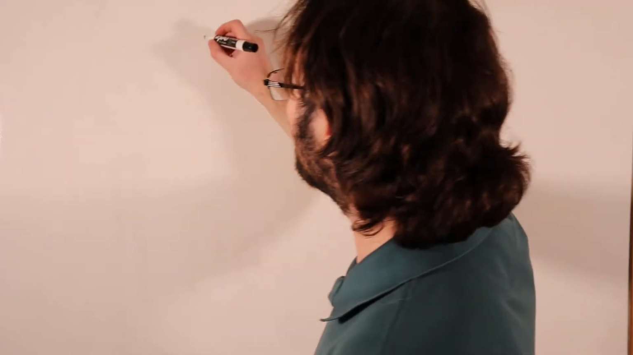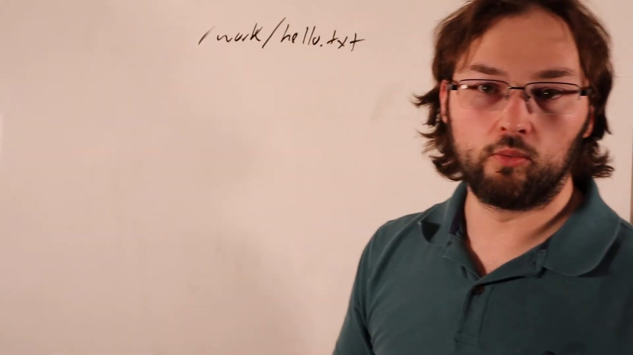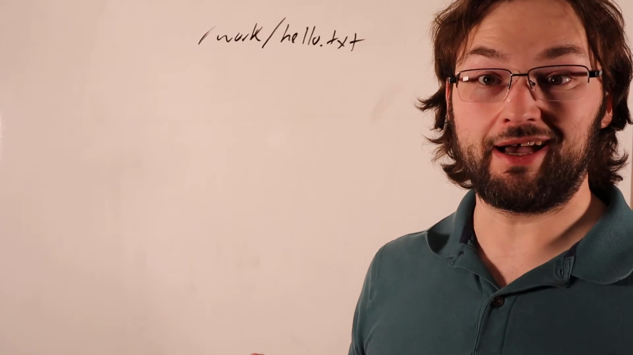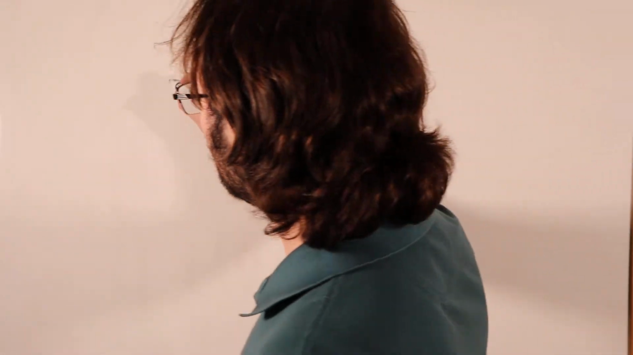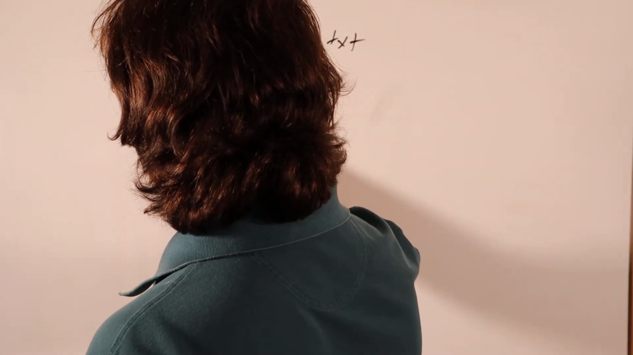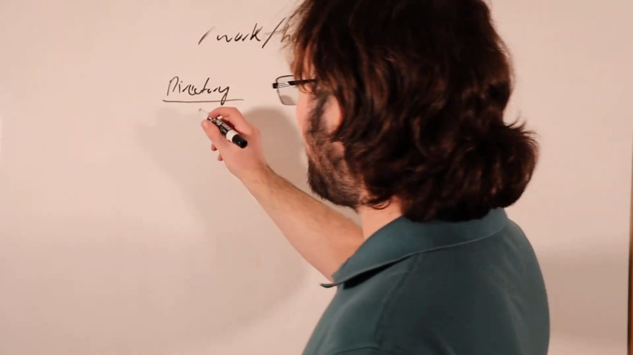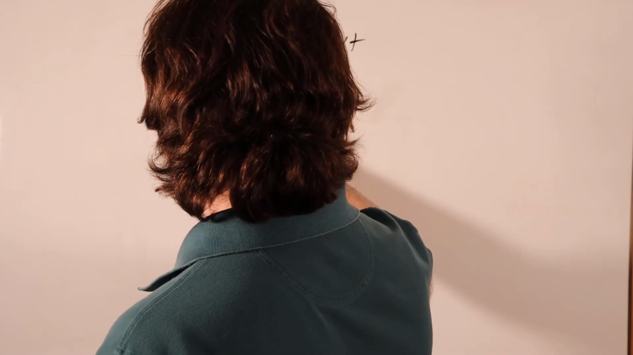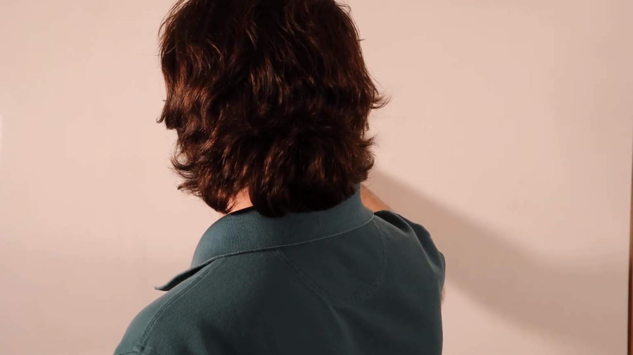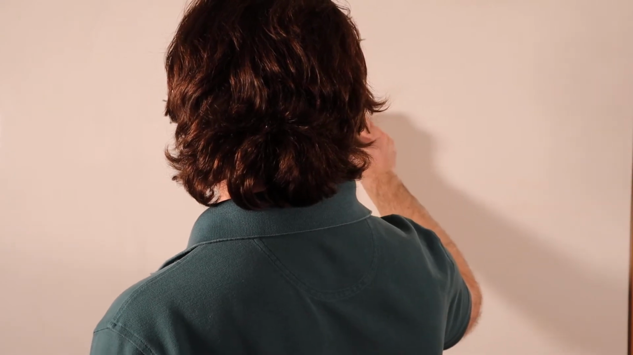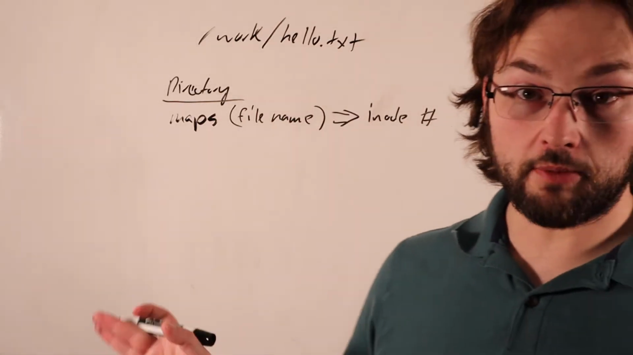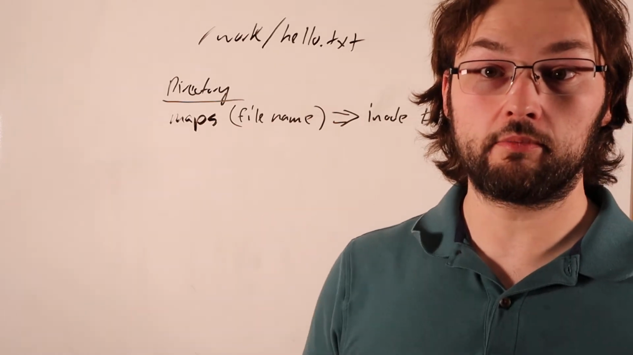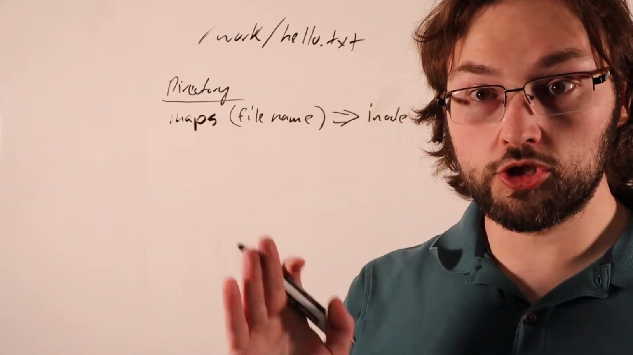So we have a path like work/hello.text, and what we want to do with that path is translate it into an inode. But that's going to take a couple of steps because we have to do some directory lookups. And what a directory is on an ext style file system is a map. What it's going to map is a file name to an inode number. So given a single file name, not a path, but a file name, we're going to map that to an inode number.